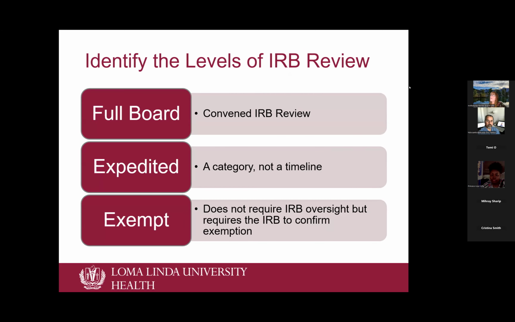Then there are 3 different levels of IRB review. The first one is full board. This is our convened IRB review. This is our IRB committee that we had talked about, the 5 or more committee members. Typically, when we have a study come through full board, we assign 2 IRB reviewers. However, everybody on that committee actually gives their input on the studies. Then we have expedited. And when we say expedited, everybody thinks that that is a quick process, but actually it's a category. It's not a timeline.